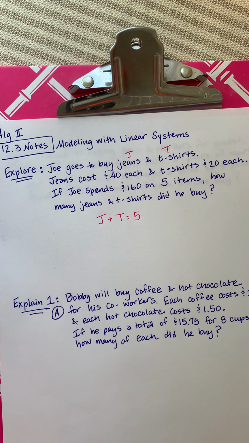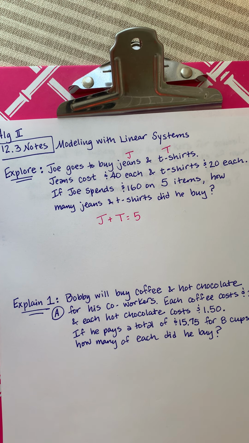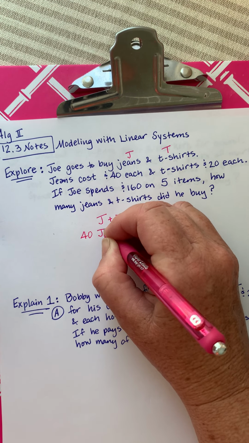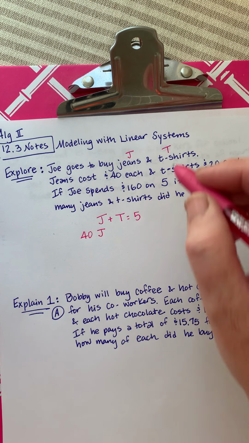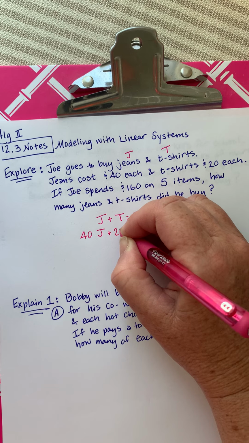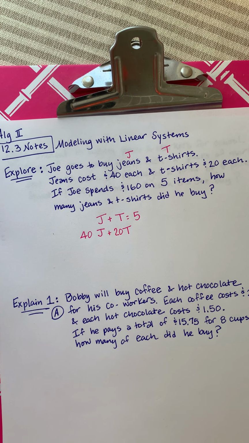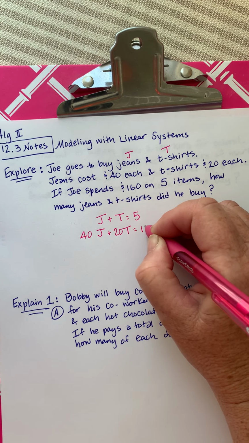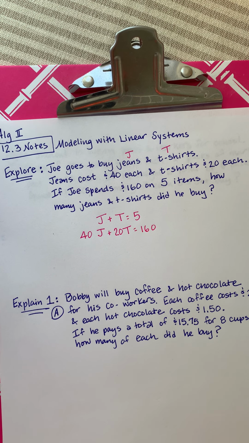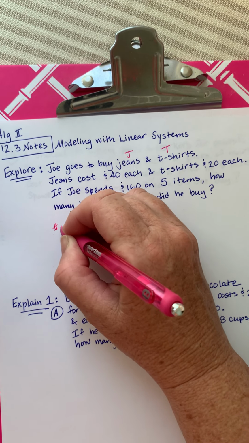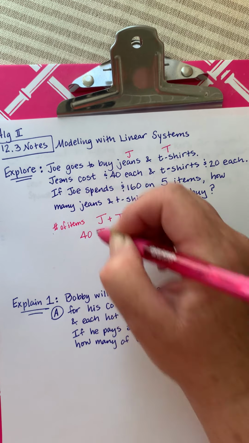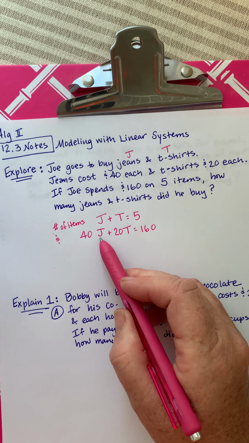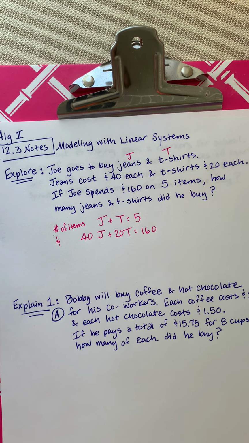Then my second equation is going to be the cost of each. Each pair of jeans costs $40, so the amount that he's spending on jeans is 40J. Each of the t-shirts costs $20, so the amount that he's spending on the t-shirts is 20T. And if I add those together, he is spending $160. So the first equation is the number of items, and the second equation is the money. $40 for each pair of jeans, $20 for each t-shirt, total of $160.